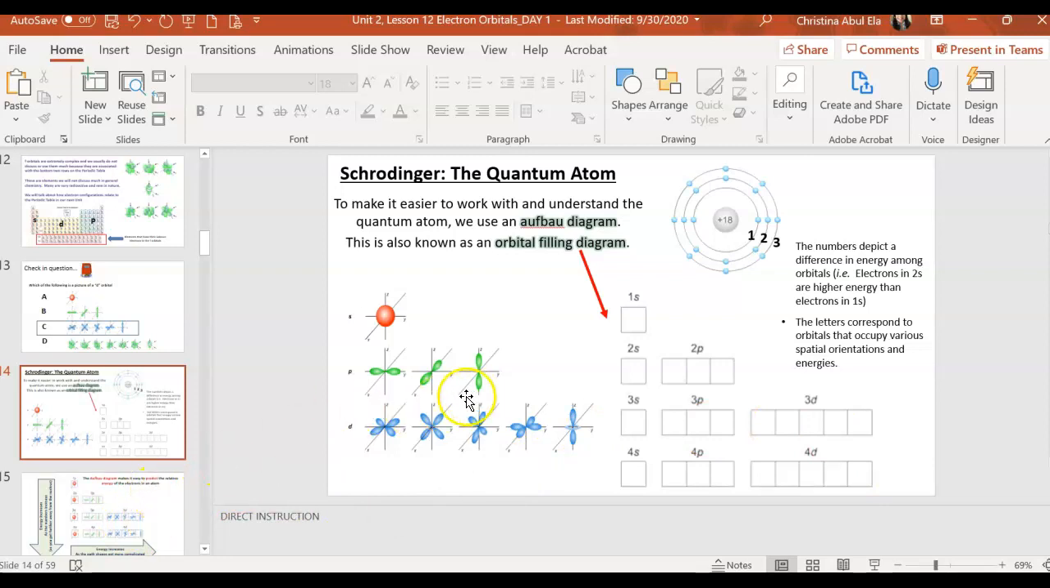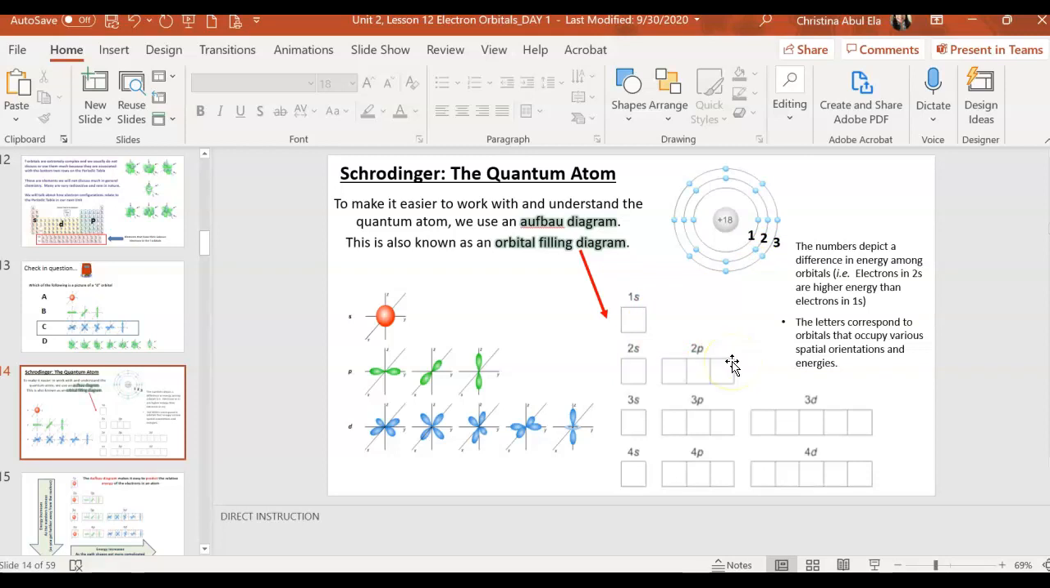But actually, before I do, again, if we look up here at the Bohr model, we count the orbitals 1, 2, 3, closest to the nucleus, lowest energy, and we count away. Same thing here. So this 1 corresponds to the first energy level closest to the nucleus. The 2 corresponds to the second energy level, and so forth.